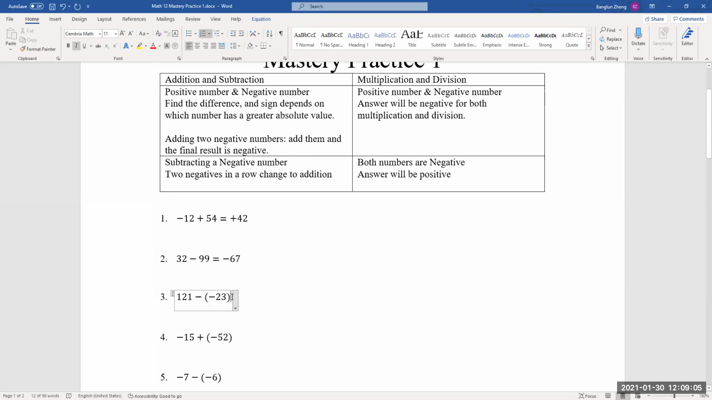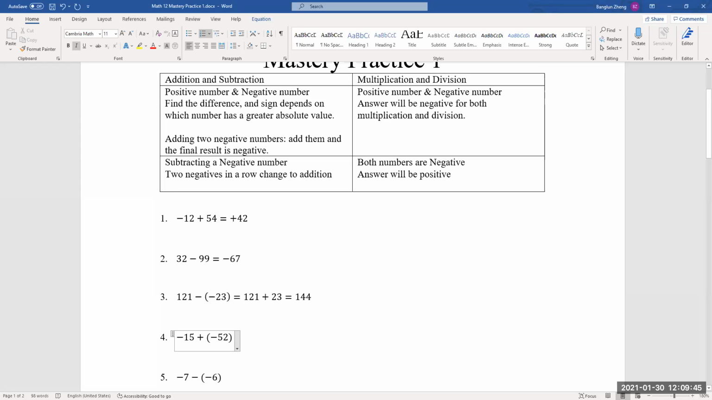So that means I'm going to rewrite this. Usually you can cross it out, but because I'm showing you, I'm going to actually rewrite it. So these 2 minuses in a row, this minus and this minus, will change to a plus. And then it's just simply addition. The answer is 144. You do not need to worry about the sign here because now you have just regular addition with no signs, right? All right, so that is number 3.